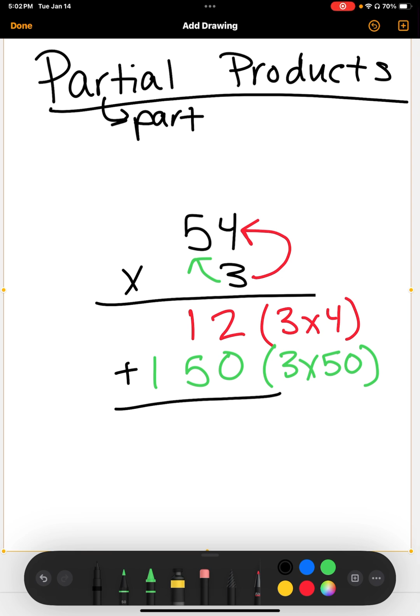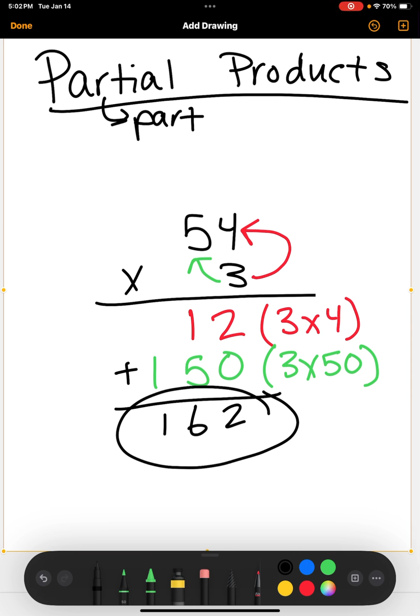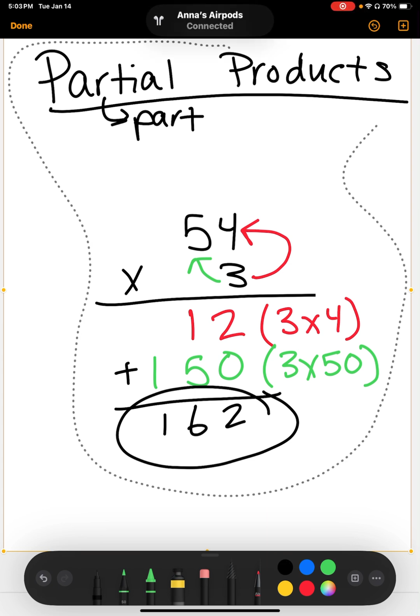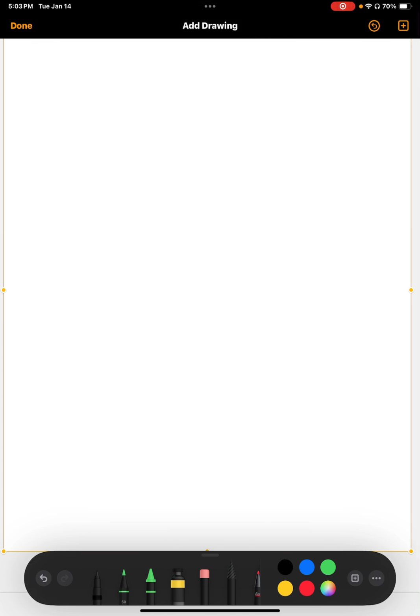2 plus 0 is 2. 1 plus 5 is 6. Nothing plus 1 is 1. The answer to this is 162. The last strategy that we're going to look at today is the standard algorithm. It is the one that so many parents know and love because it's what we learned.